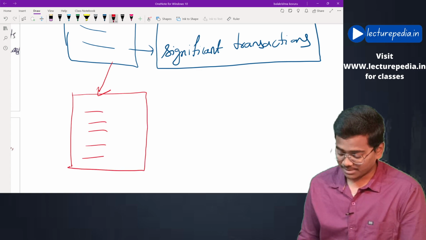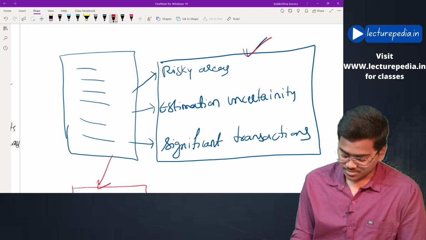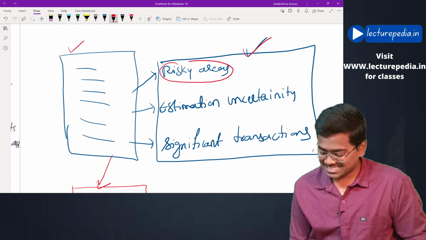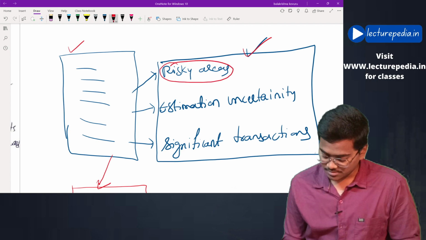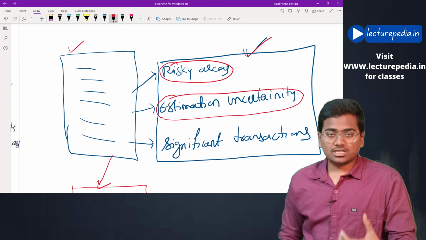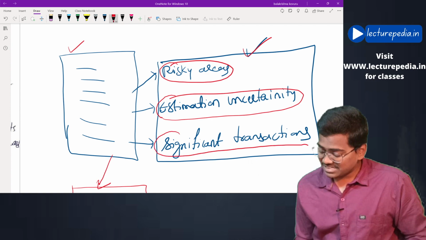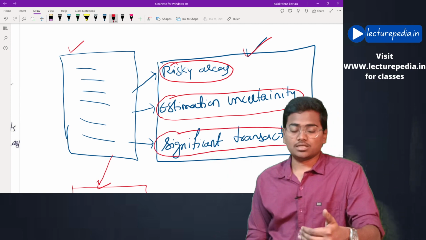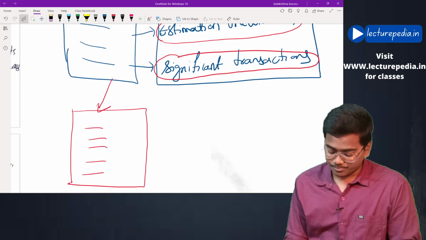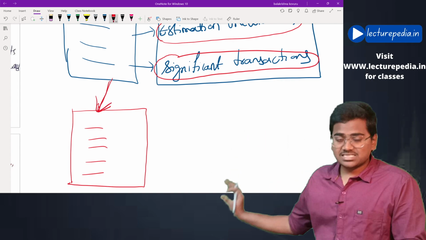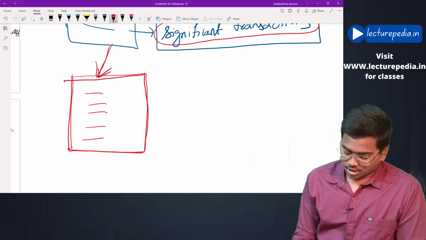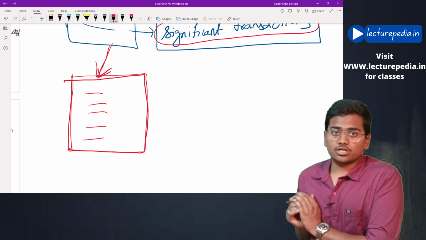By applying these factors, of this main list, what are the communications which are having high risk, and what are the communications which are having high estimation uncertainty, and what are the communications which are significant transactions that has taken place during the current year. By applying these 3 factors, auditor will prepare a sub list. These are the communications that the auditor has sorted out from the main list.